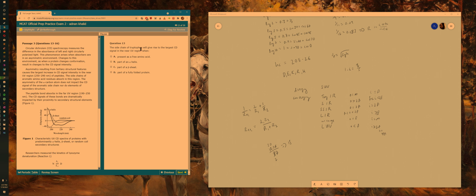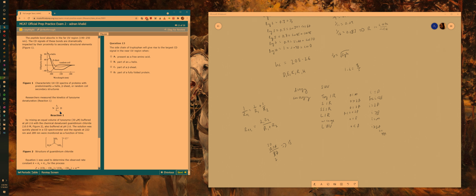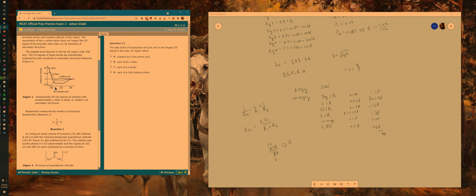So side chain tryptophan, largest CD signal in the near UV region when, okay, UV CD, okay. It seems like the largest signal is part of an alpha helix. I'll flag it just because I didn't really read anything. I just looked at it and made a guess.